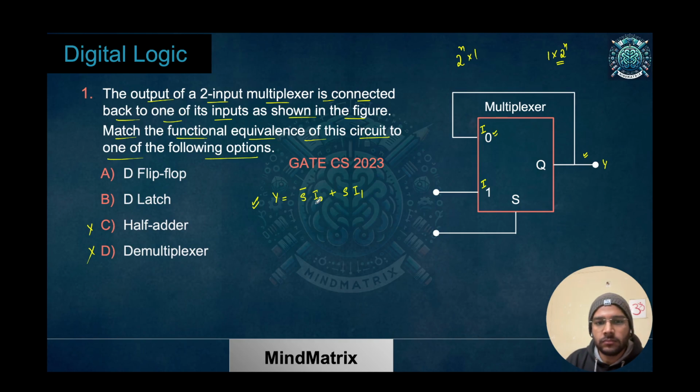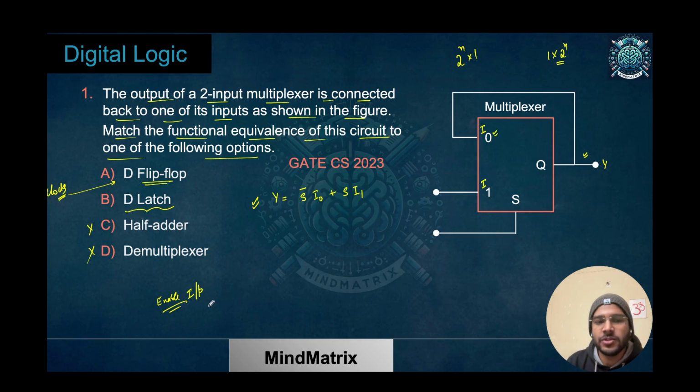Now we need to find out here, as we know, in case of a D latch, we have the enable input, right? We have the enable input, and when we talk about flip-flop, we have what? Clocks. Now here also, if you see the figure, there is no concept of clock involved here, so we can also eliminate D flip-flop. But let's find out why it can be D latch here.